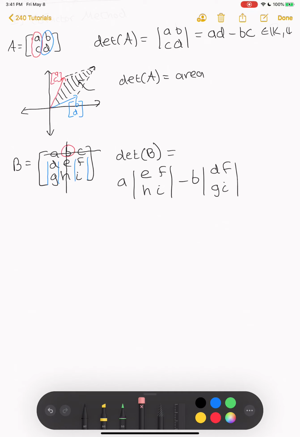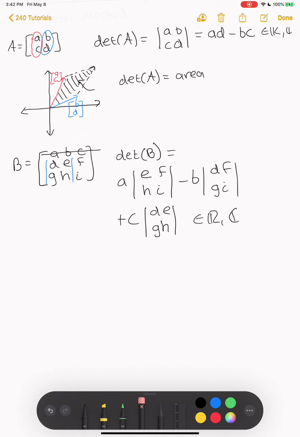And then similarly, we do the same thing with C, and we get our finalized determinant. So again, we take C, we ignore the rest of the row, we ignore the column underneath it, and we're left with D, E, G, H. So we add on to that, plus C times the determinant of D, E, G, H, and that gives us our determinant. Again, this will be some real or complex number.